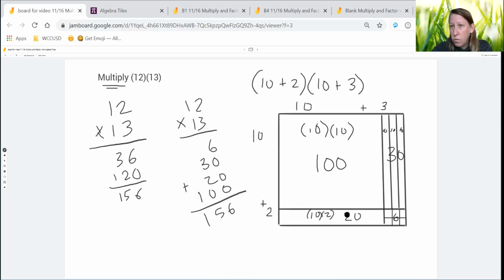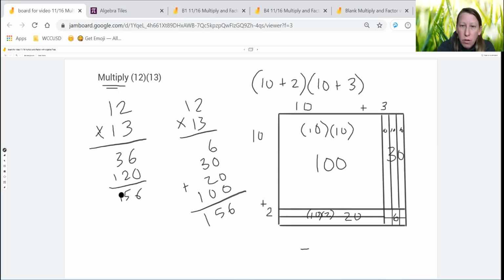So what's the total answer here? Well, we had 100 because that was 10 times 10. We had 10 times 3 is 30. We had 10 times 2 is 20. And then we had 3 times 2 in the corner is 6. We're still doing 1, 2, 3, 4 math problems. And we're still doing the same 4 problems that you did here.